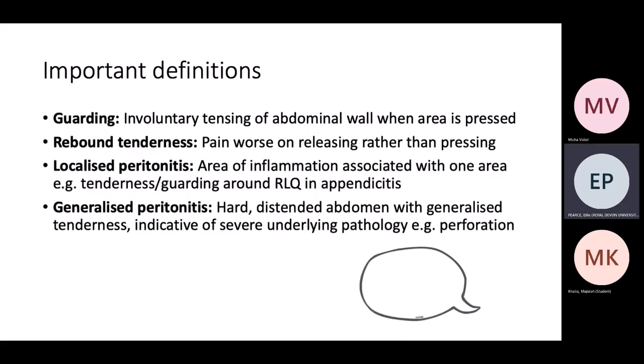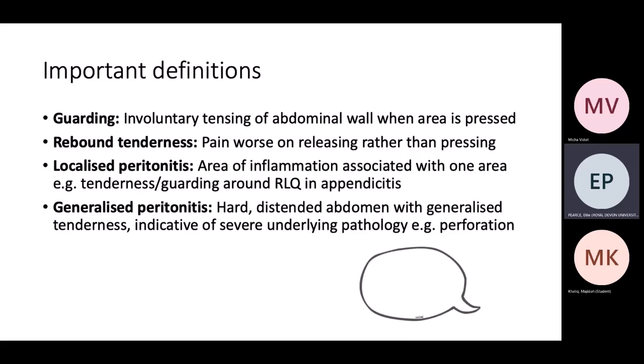So just some important definitions to remember and go over. If a patient is guarding, that is when they involuntarily tense their abdominal wall when you press on that area, and that's a sign of something going on under that spot. Rebound tenderness is pain that is worse when you release your hand rather than when you press. Localized peritonitis is an area of inflammation that's associated with one particular part of the underlying anatomy.